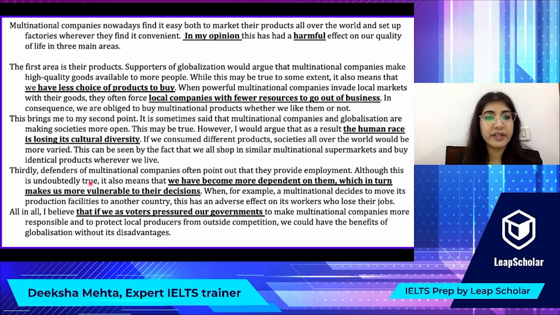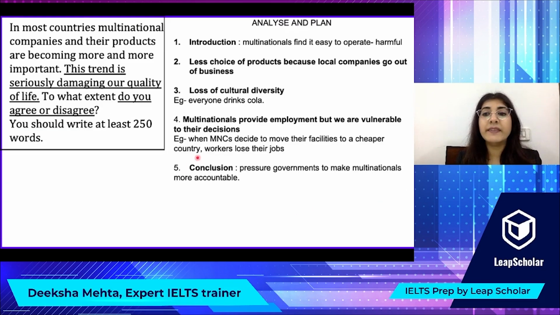Although this is undoubtedly true, it also means that we have become more dependent on them, which in turn makes us more vulnerable to their decisions. Supporting example. When, for example, a multinational decides to move its production facilities to another country, this has an adverse effect on its workers who lose their jobs. And in the conclusion, we are making suggestions.